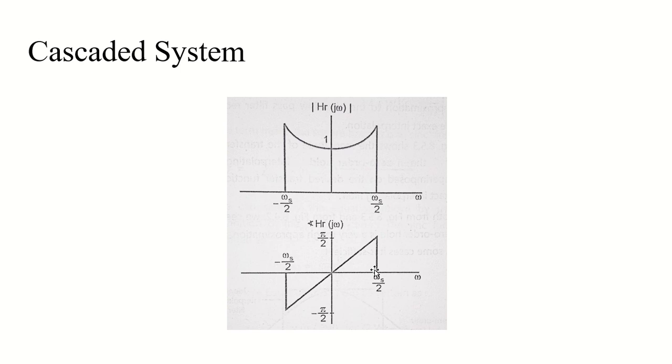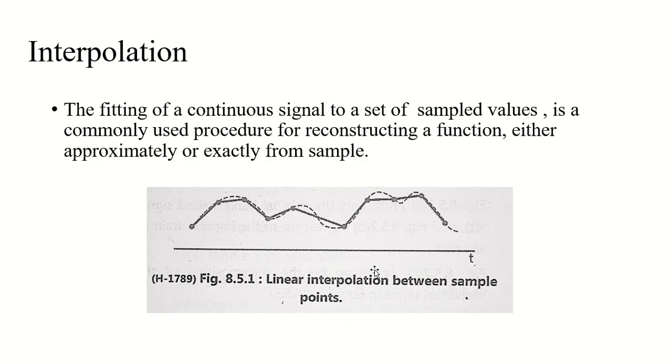So now we are going to discuss what this interpolation is and what significance it holds, right? So let's see the interpolation. This definition says the interpolation is the fitting of a continuous signal to a set of sample values, a commonly used procedure for reconstructing a function either approximately or exactly from samples, right? Either approximately or exactly, what we are doing is reconstructing the original signal by taking sampled values. See, this was my original signal. As you can see here, the dotted signal is the original signal, and then here I'm having the reconstructed signal with the help of interpolation.